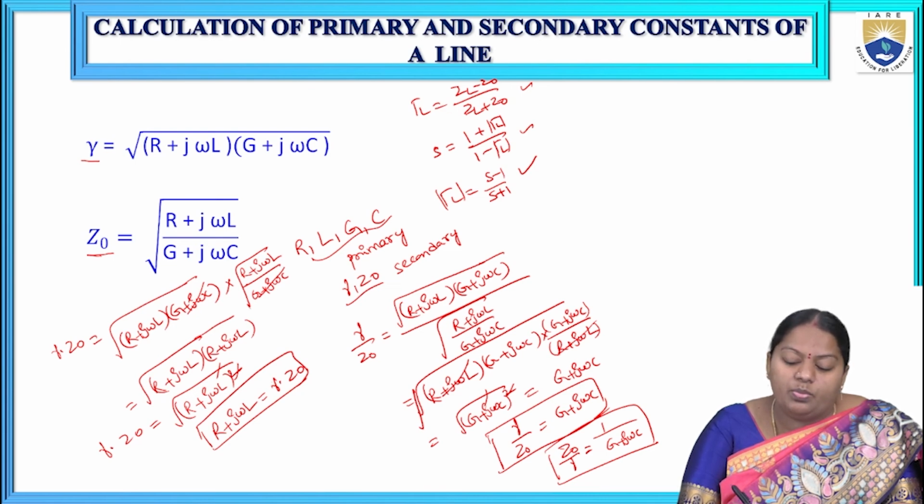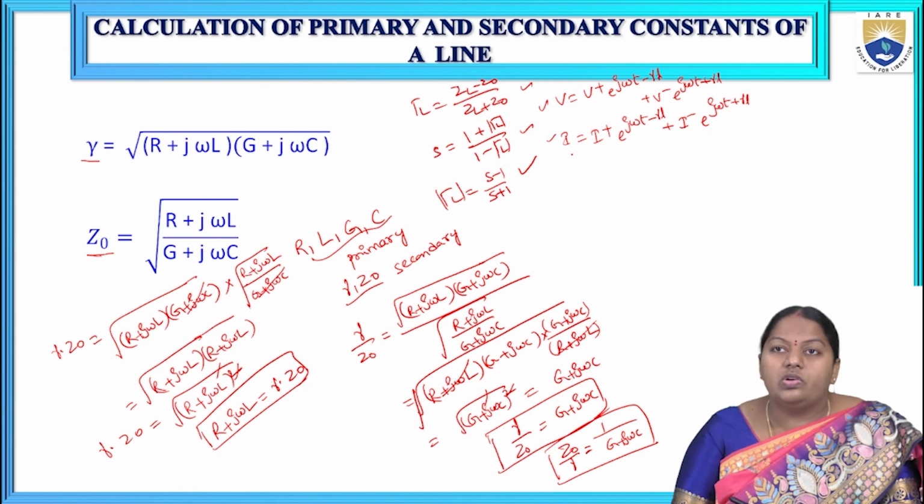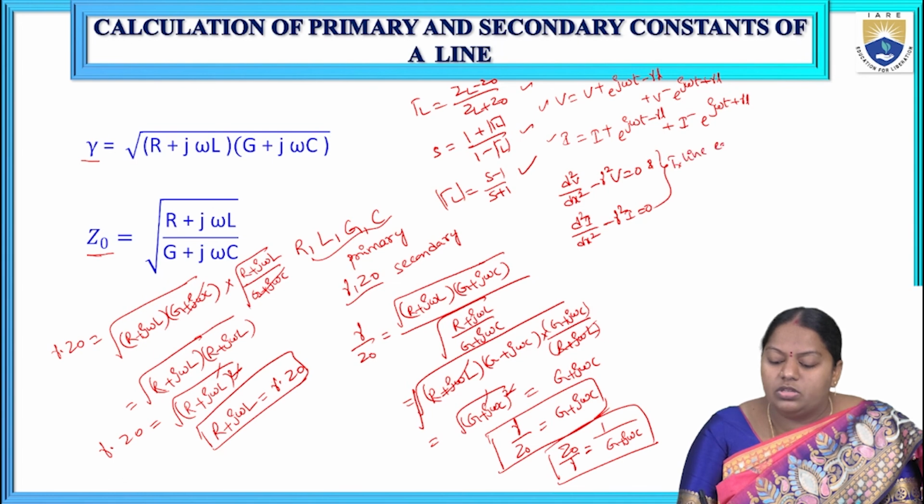Depending upon that, we have considered two voltage and current equations as V equal to V plus e power j omega t minus gamma L plus V minus e power j omega t plus gamma L. And the current equation I can be obtained as I equal to I plus e power j omega t minus gamma L plus I minus e power j omega t plus gamma L. These are the two solutions obtained from the transmission line equations, that is d square v by dx square minus gamma square v equal to 0 and d square I by dx square minus gamma square I equal to 0, right?